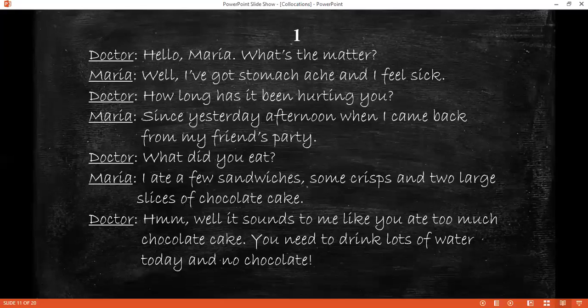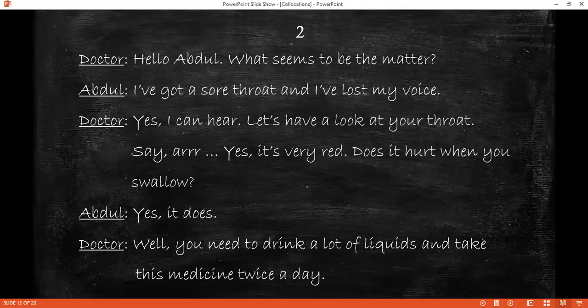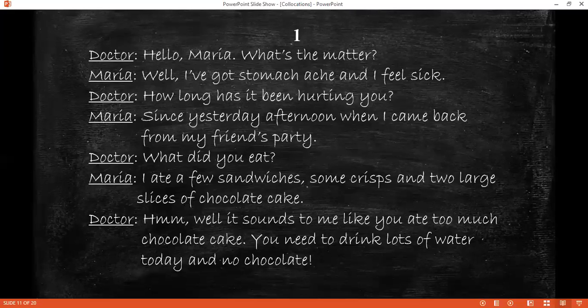What did you eat? I ate a few sandwiches, some crisps, and 2 large slices of chocolate cake. Well, it sounds to me like you ate too much chocolate cake. You need to drink lots of water today and no chocolate.